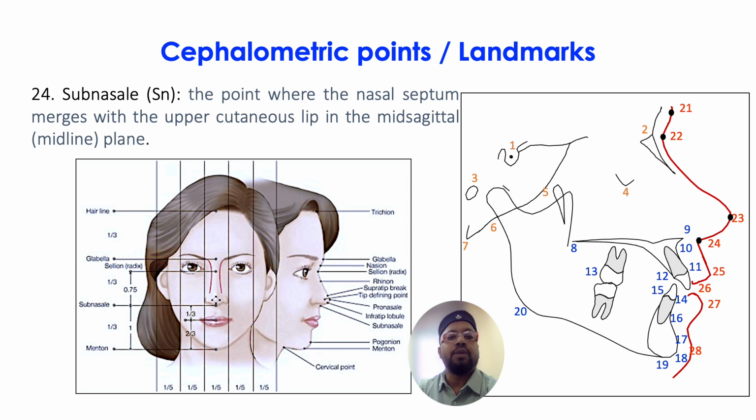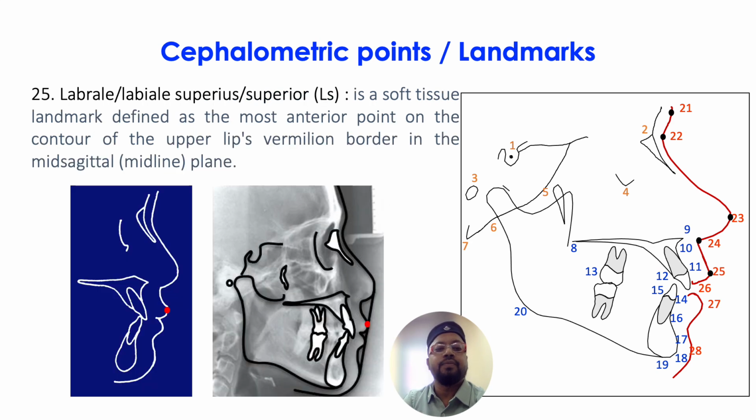Subnasale, the point where the nasal septum merges with the upper cutaneous lip in the mid-sagittal plane, midline plane. You can see it is marked 24. Next one, labiale superius is a soft tissue landmark defined as the most anterior point on the contour of the upper lip's vermilion border in the mid-sagittal midline plane. It is showing on cephalometry with the E line. As I mentioned, next we will discuss the lines and planes. So the red dot is showing the labiale superius.